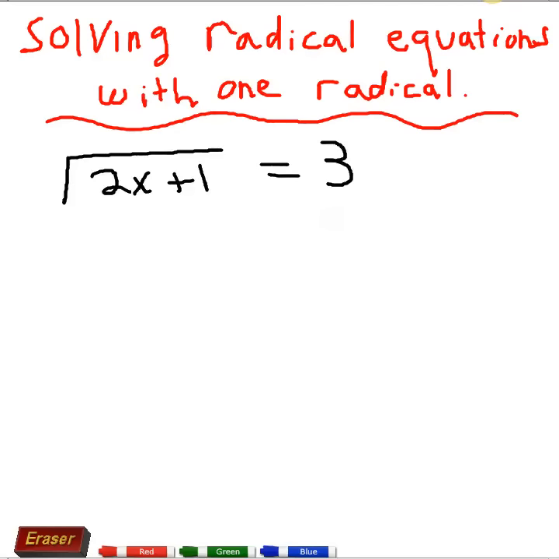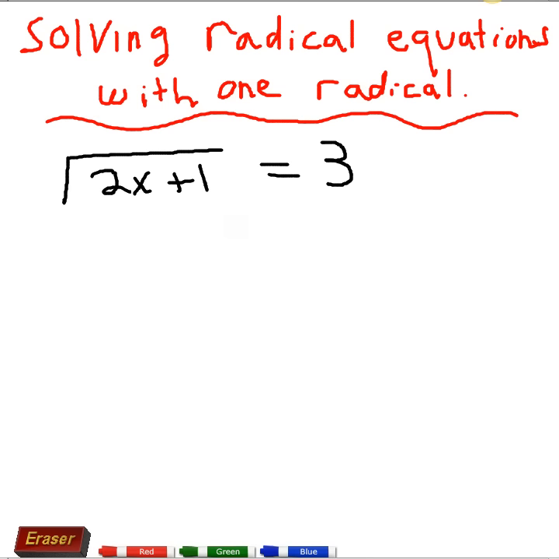Okay, so in this lesson, we're going to be talking about solving radical equations that only have one radical in them. Now, a radical is just a square root. So as you can see in this equation here, we have the square root of 2x plus 1 equals 3. So this square root right here is what makes this a radical equation. And it's an equation because it has an equal sign.